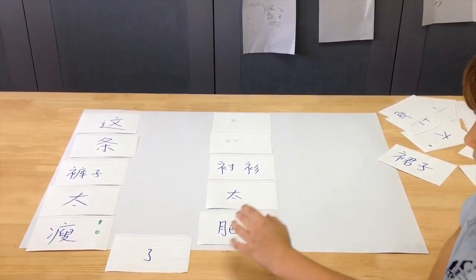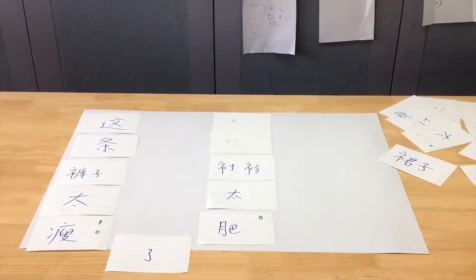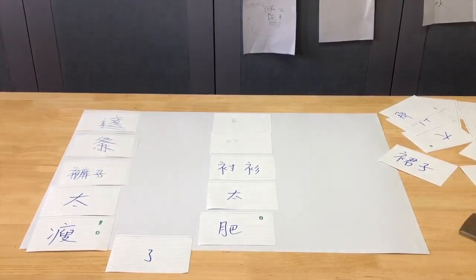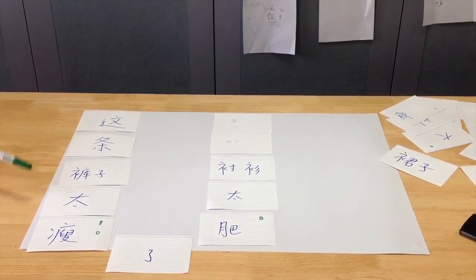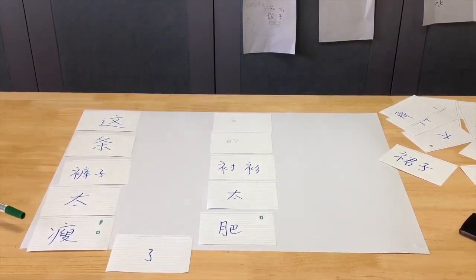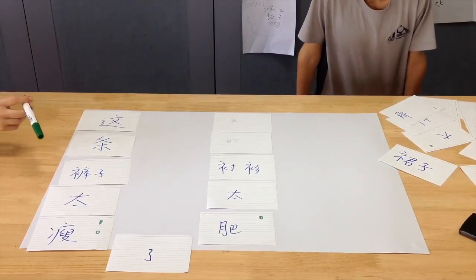My pants are too tight. My shirt is too narrow. My pants are too tight. Too tight. Good. These pants are too tight.